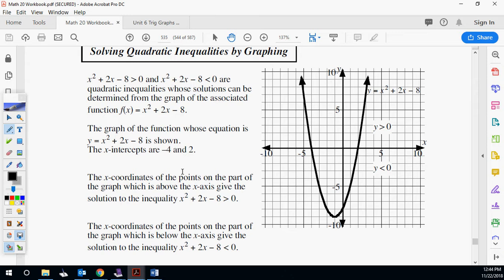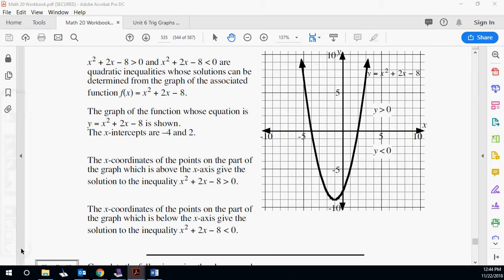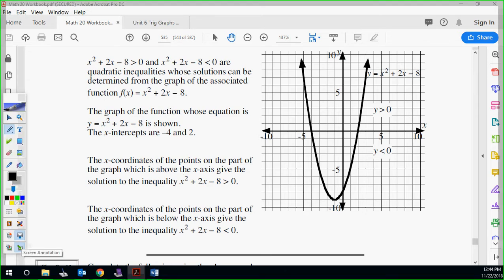Now, this is what we're doing today. All that stuff you know how to do. It says the x-coordinates of the points on the graph which are above the x-axis are a solution to this inequality. So what that means is, what x values cause this graph to be positive? That's what it's saying. What x values cause this graph to be positive? And so then you need to be like, oh, that would be this piece and this piece.